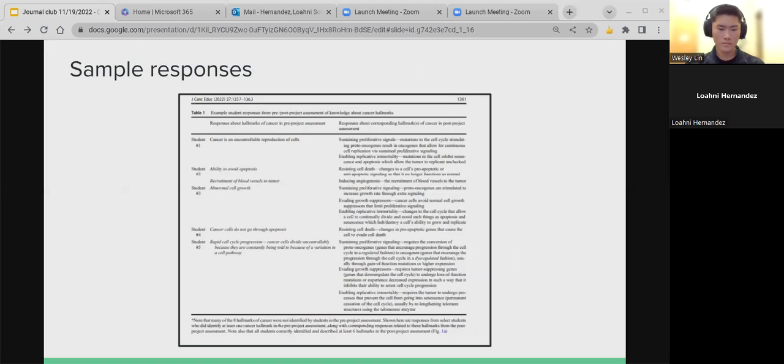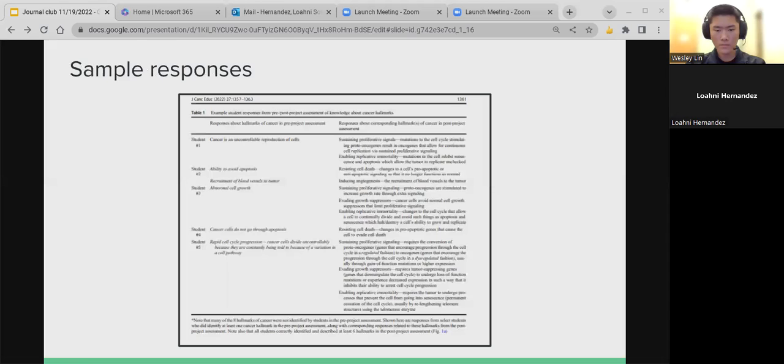So these are just some sample responses of students from the pre and post assessment. I believe this was the extended response portion, where they asked students to essentially describe a hallmark of cancer. So in the pre-assessment, there were some that were identifying the hallmarks of cancer.